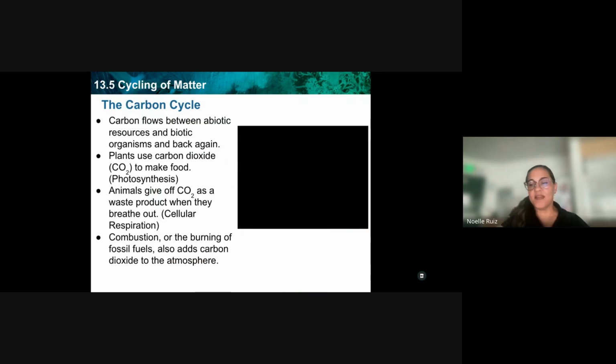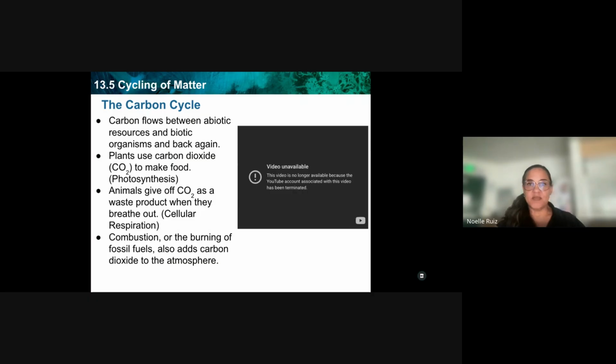And the carbon cycle, which is one of our most important cycles.